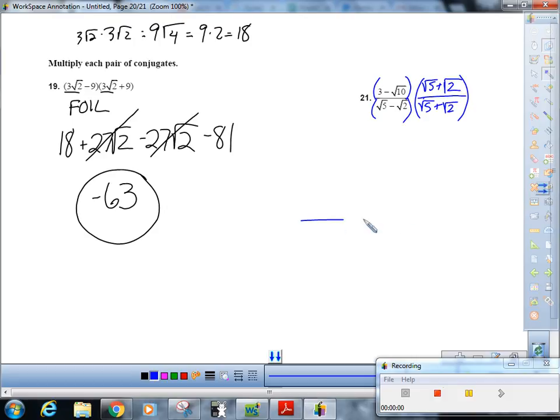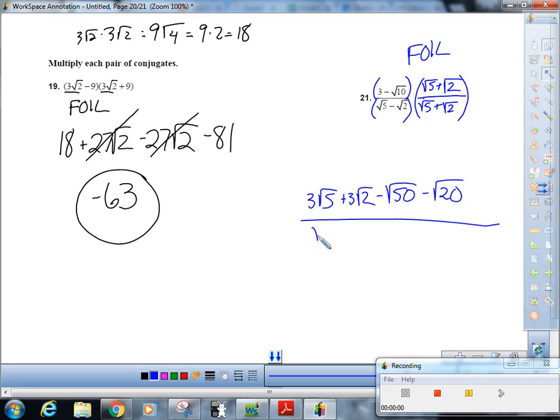Okay, on the top, I got to FOIL it. 3 times radical 5 is 3 radical 5. Outside, 3 times radical 2 is 3 radical 2. Inside, negative radical 50. Last, negative radical 20. I can simplify some of those things. On the bottom, I get radical 25 first. I'll simplify this below. So radical 25.